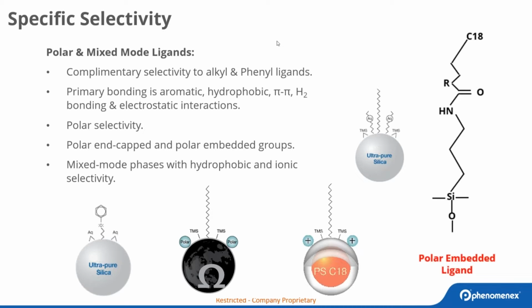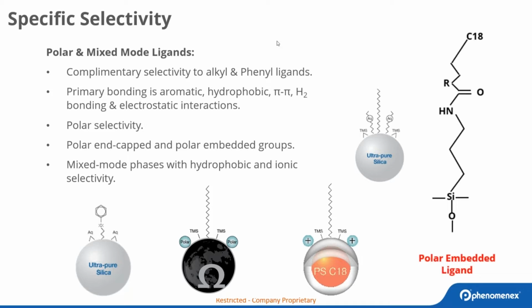Here we have different specific selectivities. So these can again be complementary selectivity to alkyl and phenyl ligands. These are polar and mixed mode ligands, right? So an alkyl bonded stationary phase primarily separates a compound based on hydrophobic interactions. However, these alkyl stationary phases can also have polar embedded or polar end-cap groups, which can impart a polar selectivity to the column along with the hydrophobic selectivity of the main ligand that's already there, the C18, C8, right?